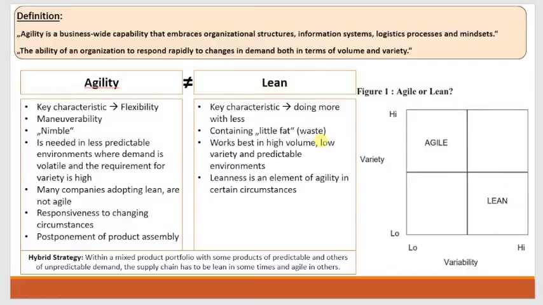This can mean that many companies adopt a lean strategy without even being agile. Overall, agility is a lot of responsiveness to changing circumstances, and an important aspect is also postponement of product assembly, which I will elaborate later. There are certain circumstances, however, where a hybrid strategy is needed. For example, if we have a mixed product portfolio where there are some products with unpredictable demand, there we have to be more lean, while for some products with more predictable demand we try to be more agile.